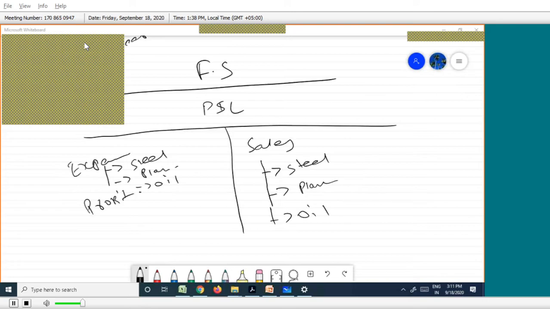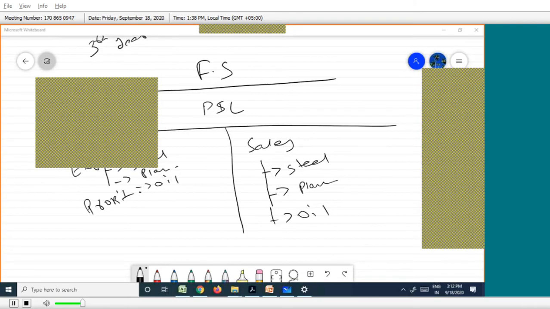That is why segment reporting. All of you understood the concept first. What is segment reporting? Segment reporting meaning, did you understand? All of you understood the meaning of segment reporting? Okay, we'll proceed further.